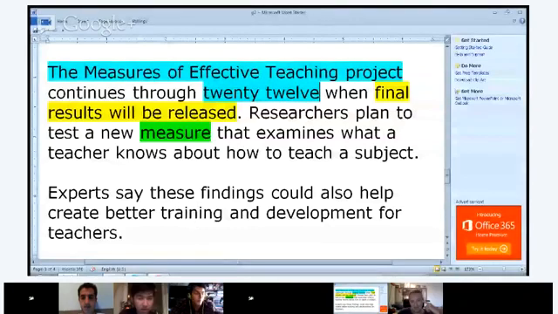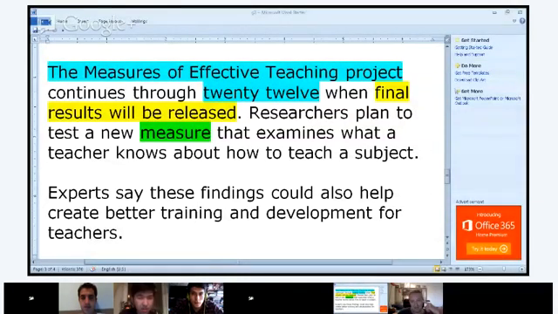All right, now sorry, I want to keep focusing on this here. Remember, this article was written several years ago, and it says that the final results will be released in 2012. And so what does that mean? We can't use the future. We are talking now, and it's 2013. So what does this mean?